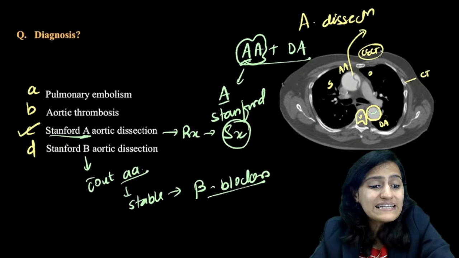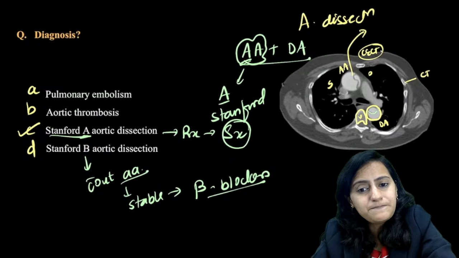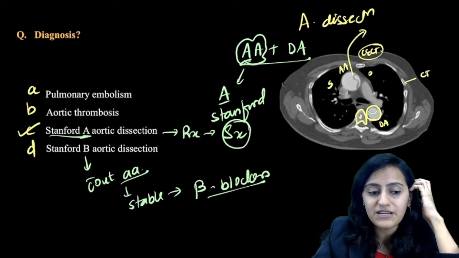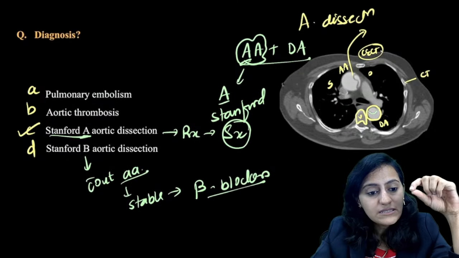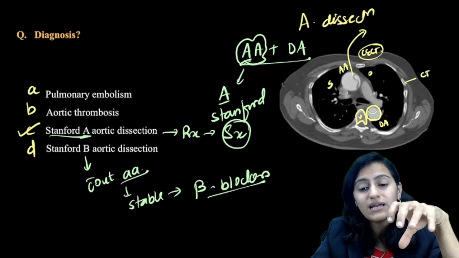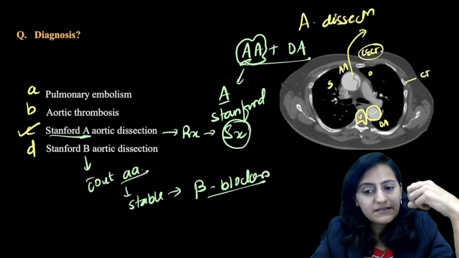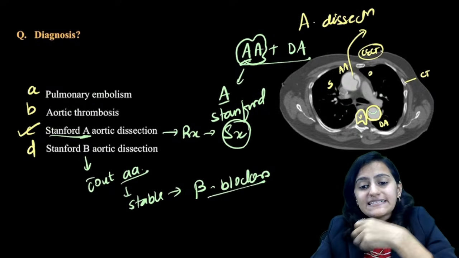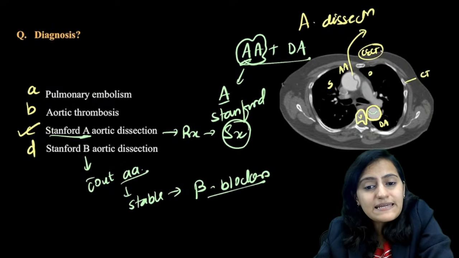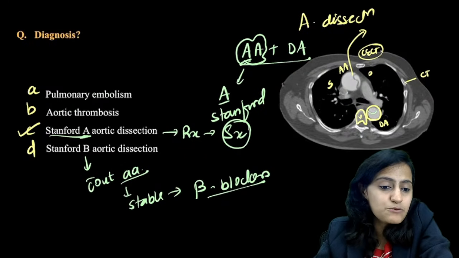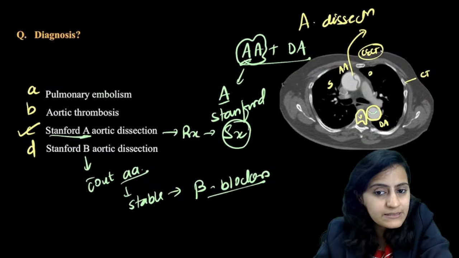If I ask you what DeBakey classification is this one, you have DeBakey classification as well. Alphabets, the clipping and coiling is done for aneurysm, right? This is dissection. What DeBakey classification is this patient? DeBakey 1, DeBakey 2 or DeBakey 3?